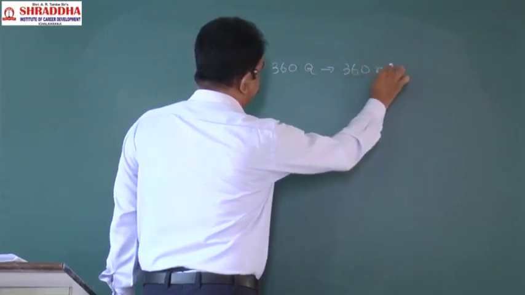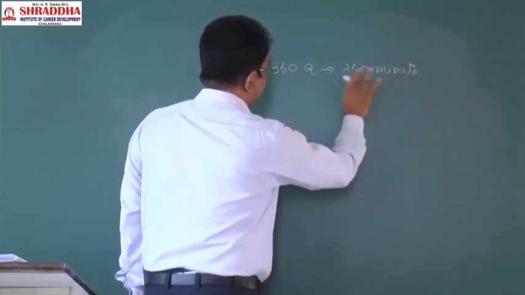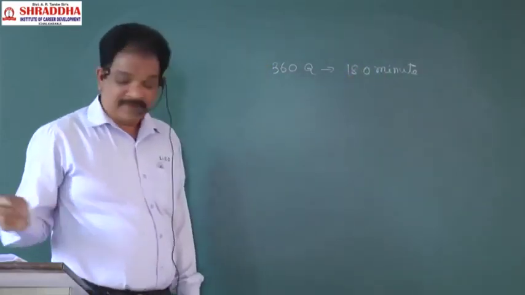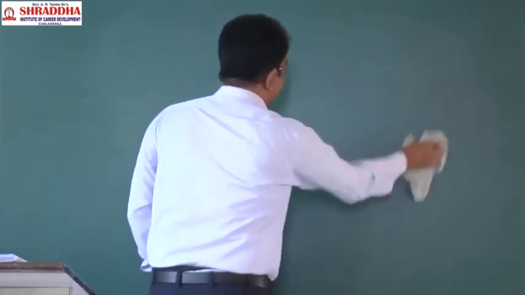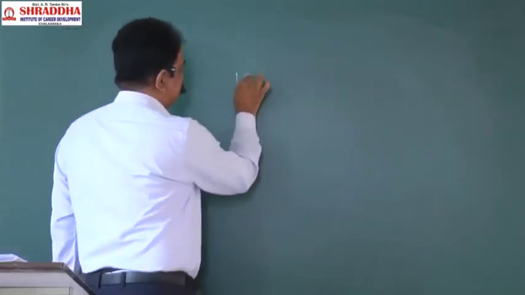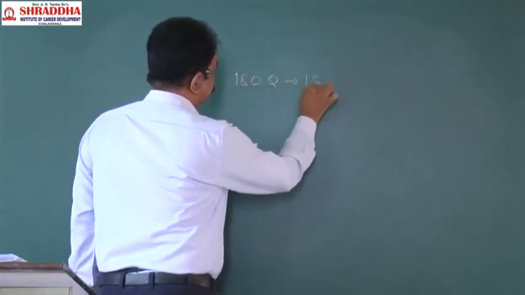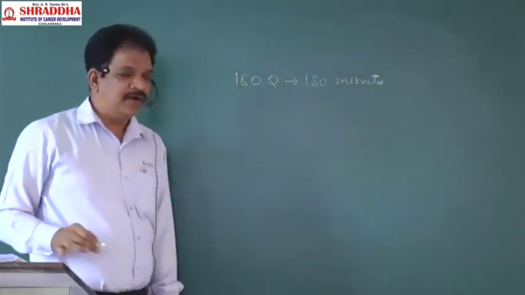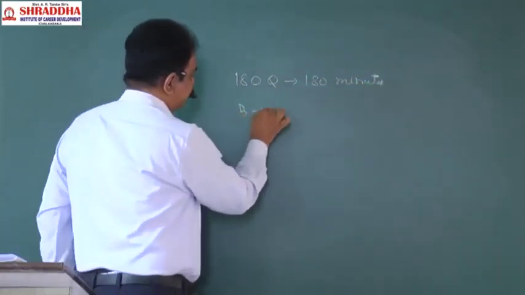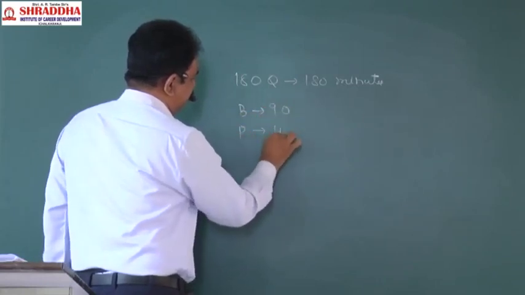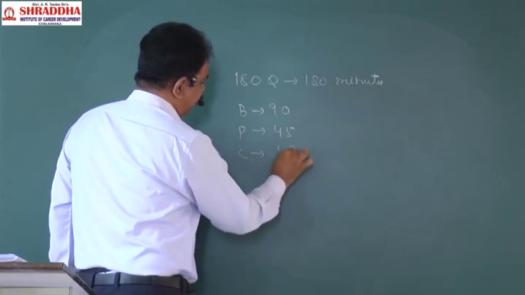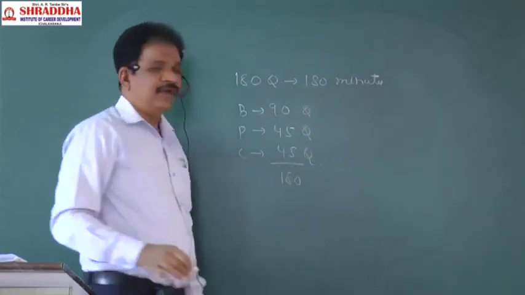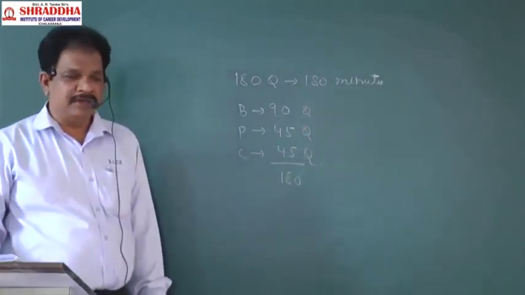Sorry, 180 questions will be there, and the time will be 180 minutes, which is 3 hours. Physics 45, chemistry 45, biology 90, totally 180 questions. Time will be 3 hours, which means 180 minutes.